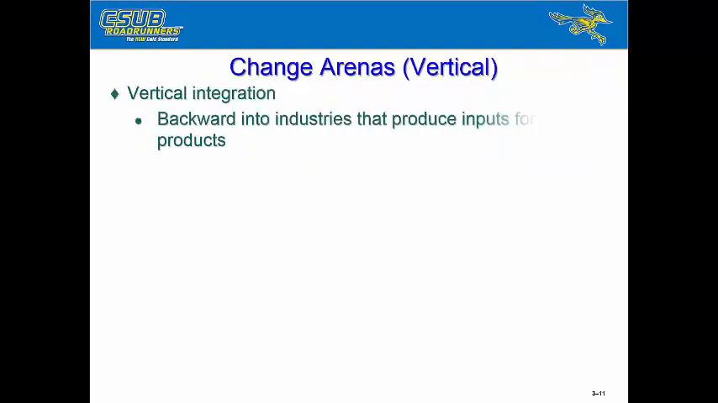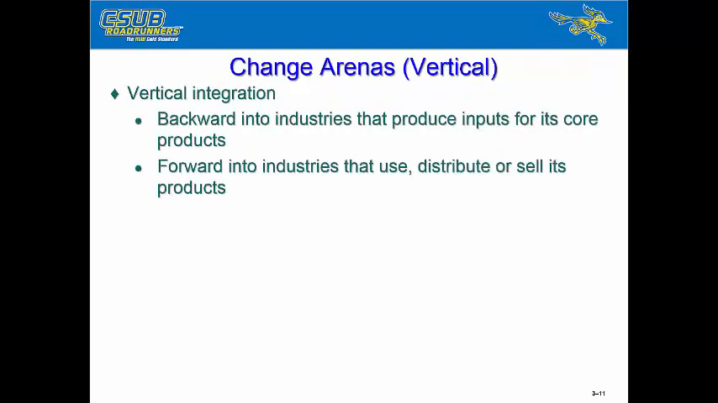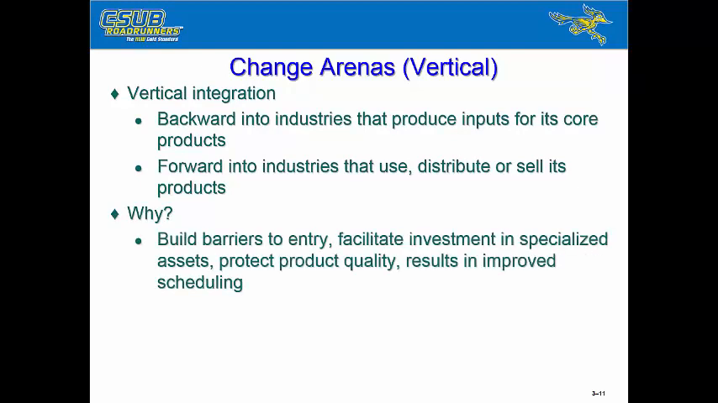Change arenas for vertical integration. You can go backwards into industries that produce inputs for your core products, or you can go forward into industries that use distributors to sell your products, just like I was saying before about vertical integration. Why would you do this? One reason is to build barriers to entry. The more parts of the value chain that you control under one roof, the harder it is for other companies to get into the business.